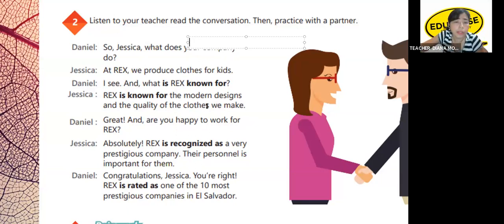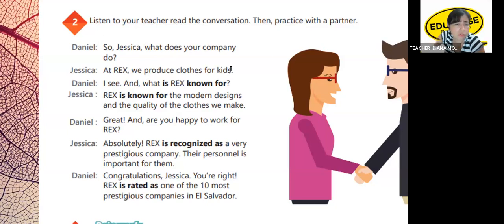But now, just the vocabulary, okay? Not the structure, the vocabulary. Maybe just rated, right? It is similar to classified in this case. Rated is similar to classified. Then I think the rest is not new vocabulary.